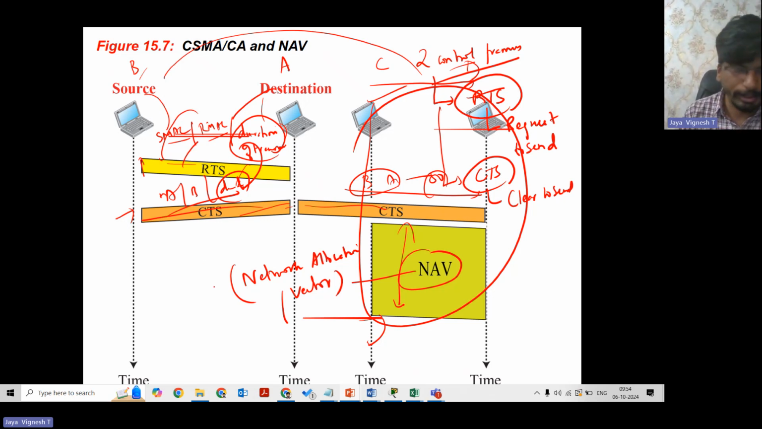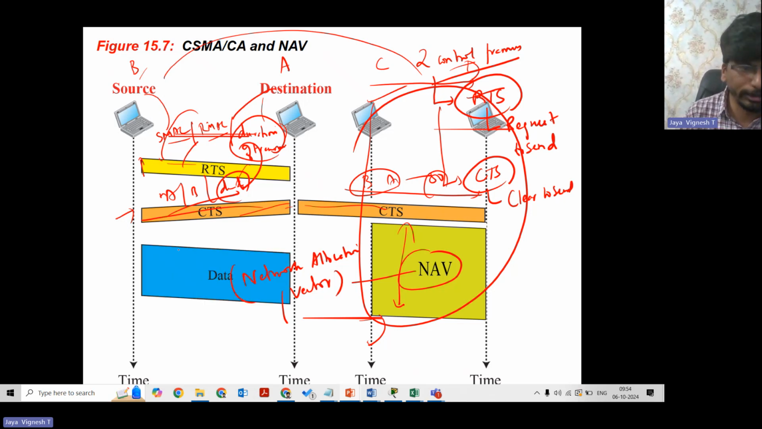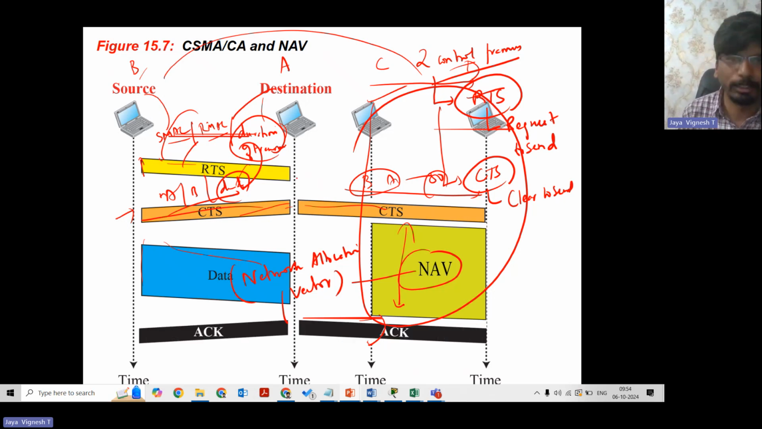And so during that time, when these hidden stations are shut, the source can send its data frame. Data frames generally are longer, and for every data frame you have to contend like this, right? The destination, if it got the data, is going to send an acknowledgement, and this acknowledgement is also going to be received by everyone. It's shown propagating in all directions because it's a broadcast medium, but this acknowledgement is addressed to B. Once this NAV expires, only then can the other stations actually contend.